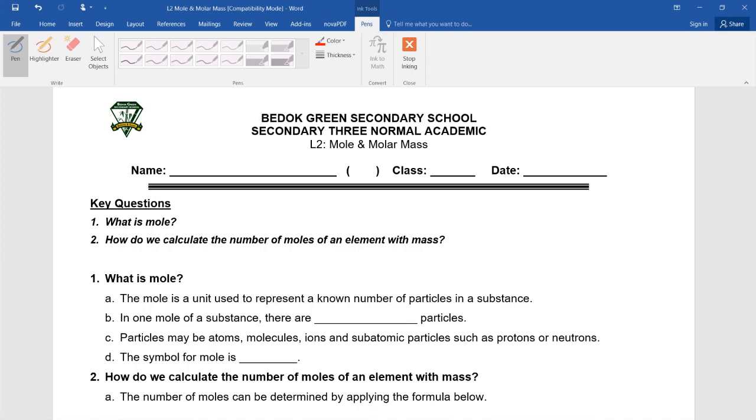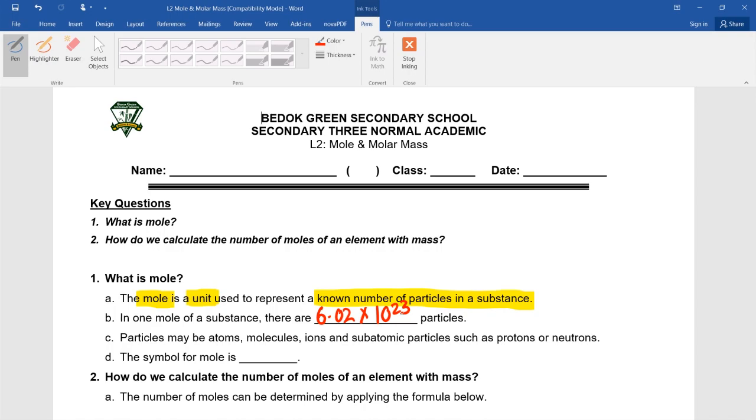Now, let's just quickly write down what we talked about just now using the slides. So, as a recap, what exactly is a mole? A mole is a unit that's used to represent a known number of particles. What is this number of particles? Do you recall for 1 mole? Yes, it's 6.02 times 10 to the power of 23 particles. This is a very important number that we call Avogadro's constant.